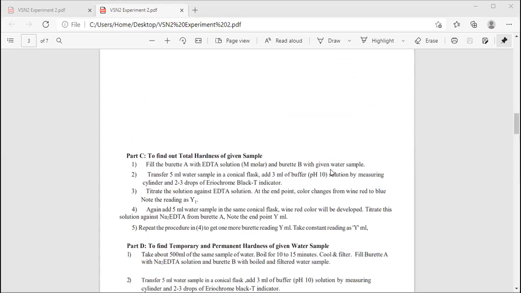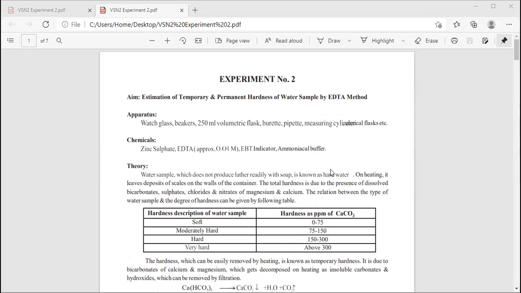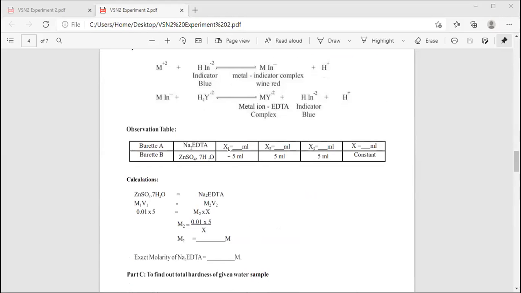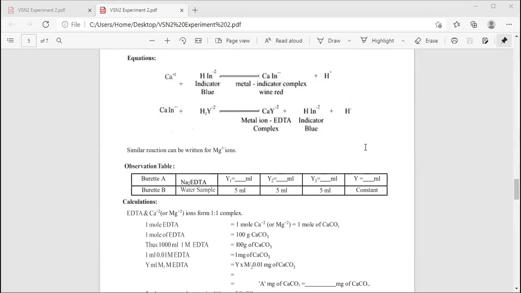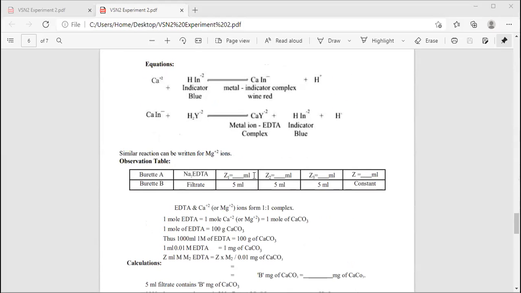पहले के लिए मैंने दिया था रीडिंग जिंक सल्फेट टाइट्रेशन के लिए. First part reading I gave it to you, just note it down. This was for EDTA, it was 5, 5.2, 5.4, so X was 5.2. Second part total hardness के लिए 3, 3.2, 3.4, so mean was 3.2. Now third part reading, will it be greater than 3 or less than 3?